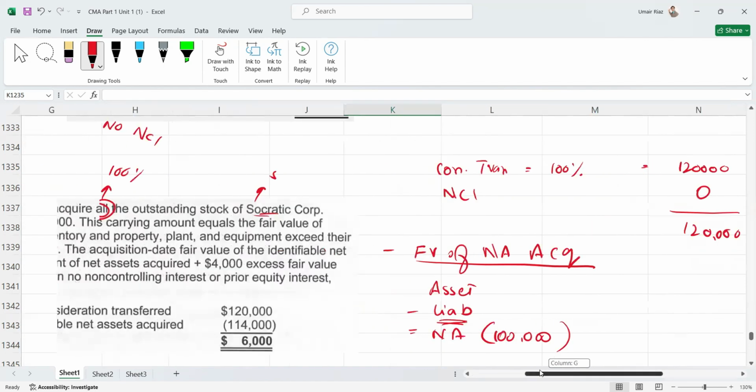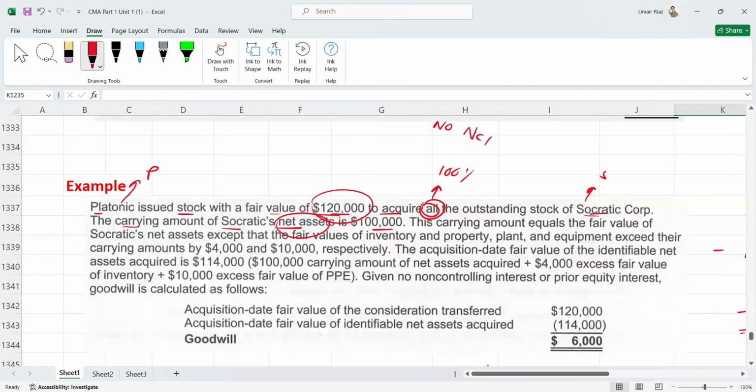Okay. But what he told you is that this is the net asset, 100,000. The carrying amount equals the fair value of all of S's net assets, except they are telling you there is a set, mostly carrying value equals the fair value except what? Except the fair value of inventory and property, plant and equipment. They are saying there are two items. One is inventory and one is PPE. Their fair value exceeds their carrying amount by 4,000 and 10,000. This 4,000 is for inventory and 10,000 is for PPE.